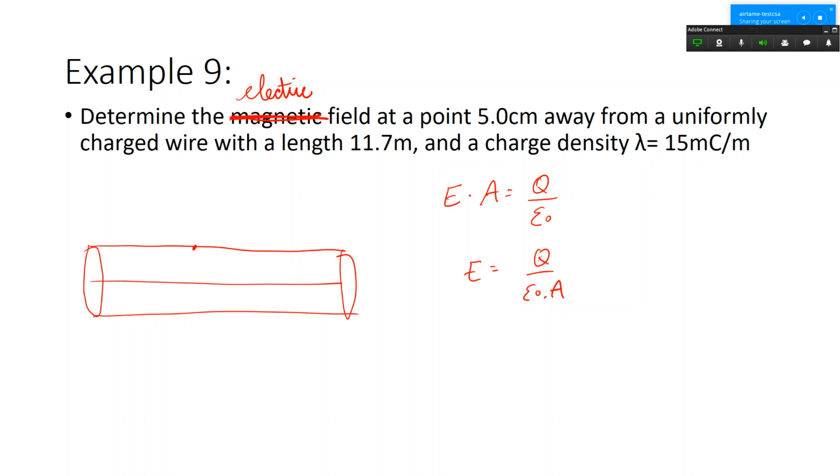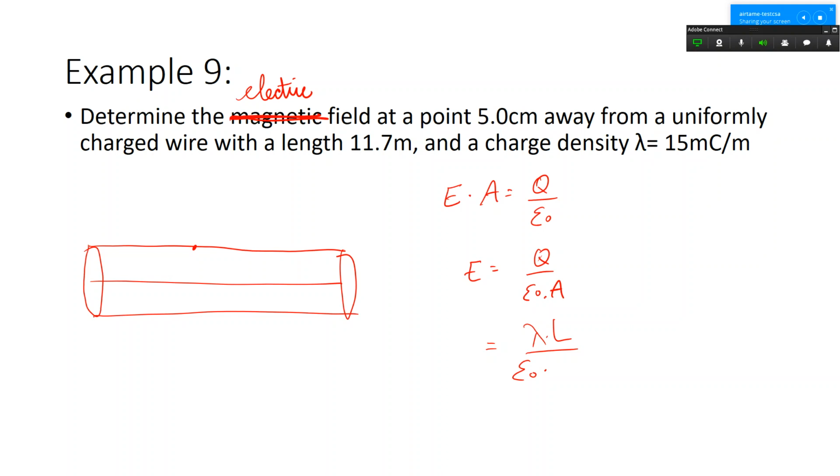How do I find my Q? Exactly, so lambda L over epsilon naught. And how do I find my area? What kind of area is it? It would be the area of my cylinder, not my wire. It's a toilet paper. How would I find the area of a toilet paper roll?